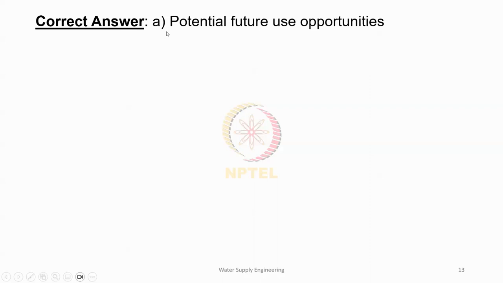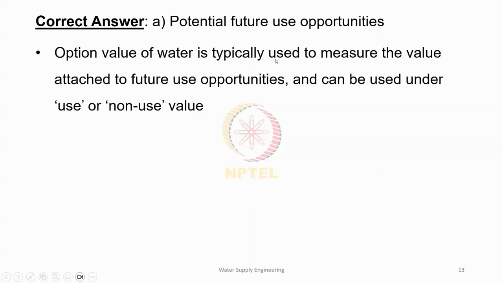Yes, the correct answer is option A, potential future use opportunities. So, option value is typically used to measure potential future use opportunities, which can be either use or non use value. Both will come under option value.